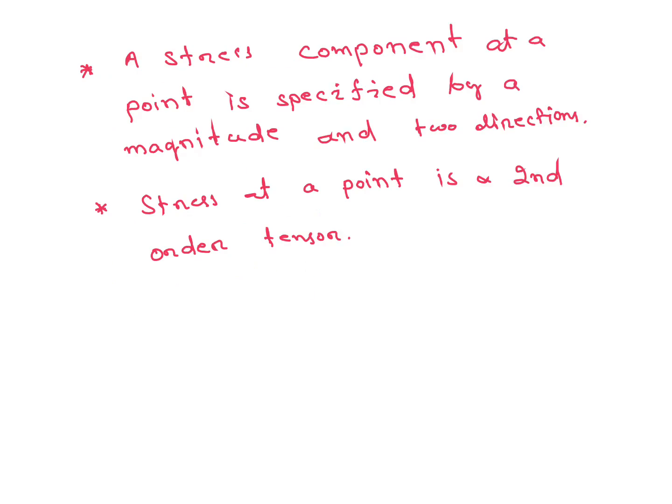A stress component at a point is specified by a magnitude and 2 directions. Stress at a point is a second order tensor. This one was asked in the IES examination, so you also have to remember this. Stress at a point is a second order tensor.